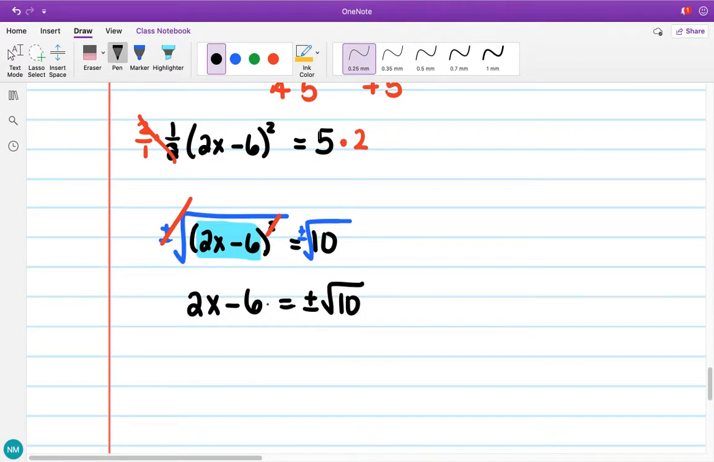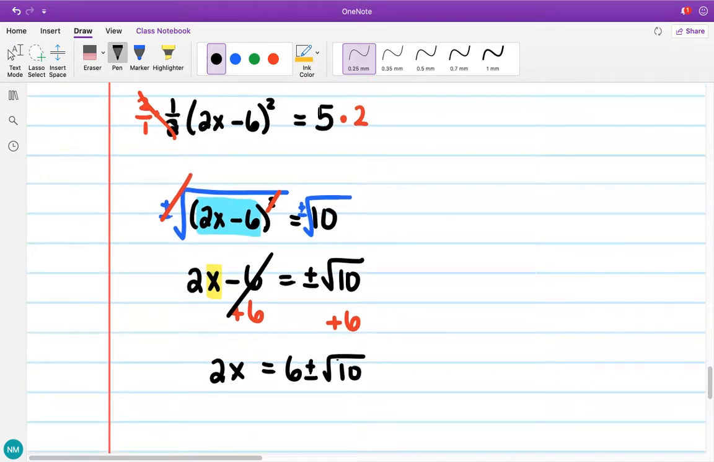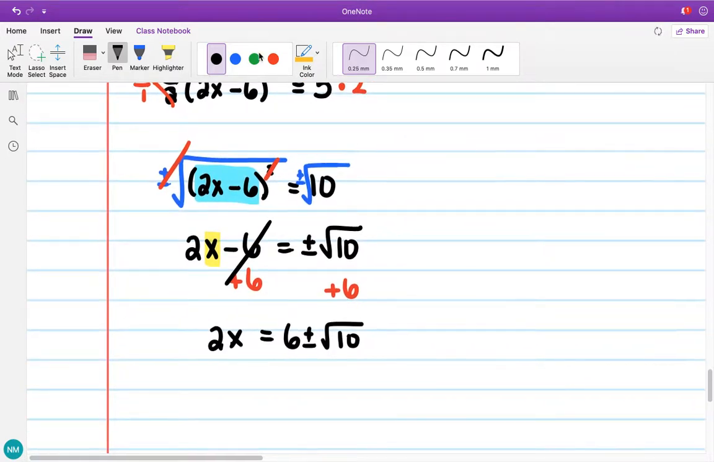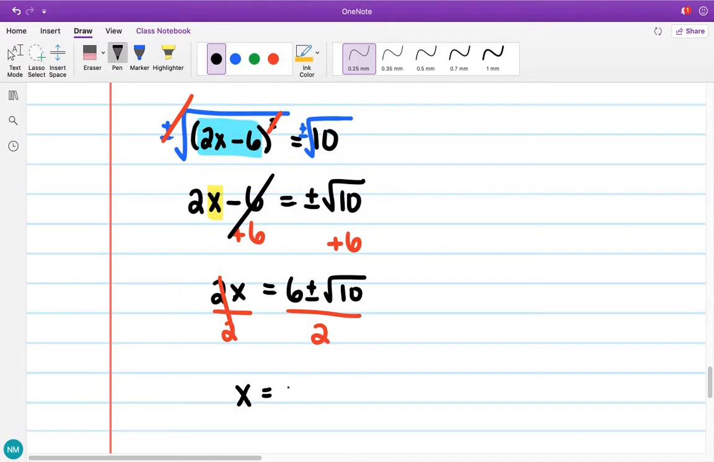So now we have to solve for x. We need to isolate the x. So we're going to start over basically. We're going to add 6, right? So now I have 2x, this goes away, equals 6 plus or minus radical 10. And then I'm going to divide by 2. And we get x equals 6 plus or minus root 10 over 2. This looks a lot like a quadratic formula answer, which is fine.